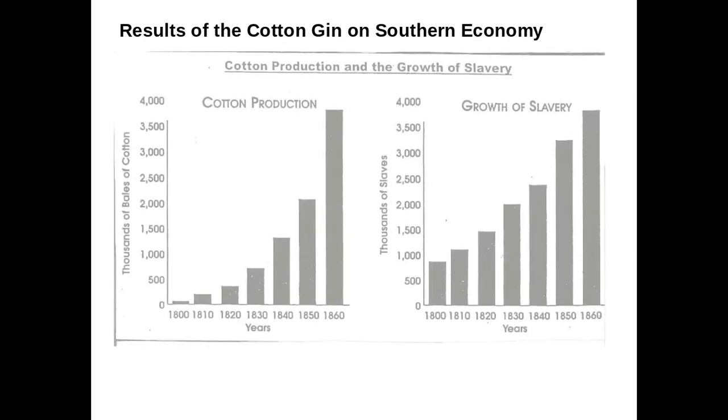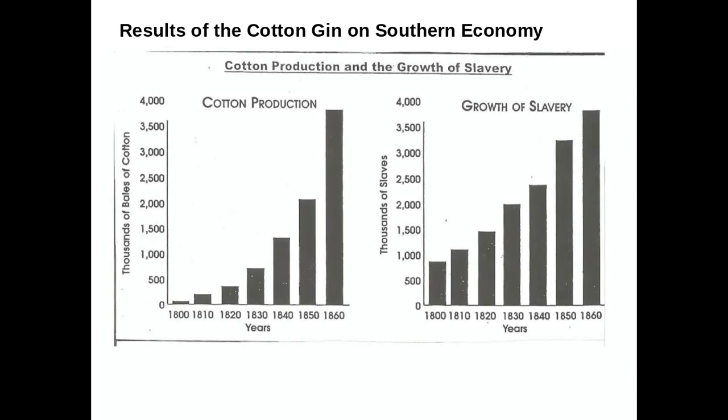Unfortunately for slaves in the South, right around the time that the cotton gin was being invented, the whole concept of slavery was actually starting to die out. Slavery was actually decreasing. But unfortunately, the cotton gin comes along and that changes everything.